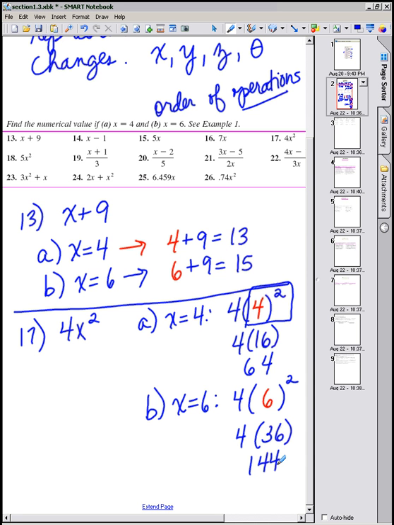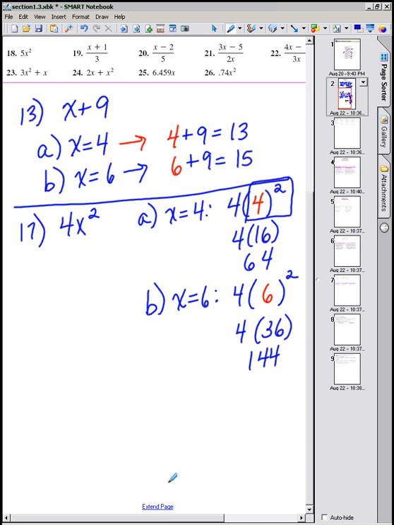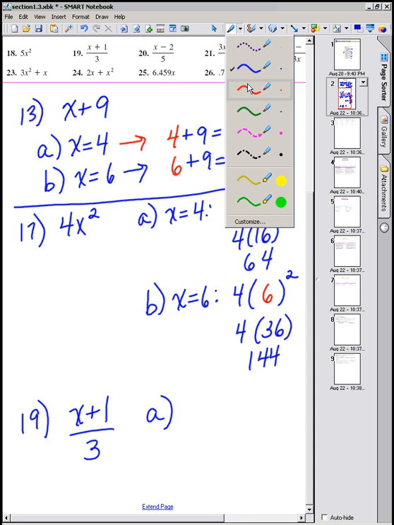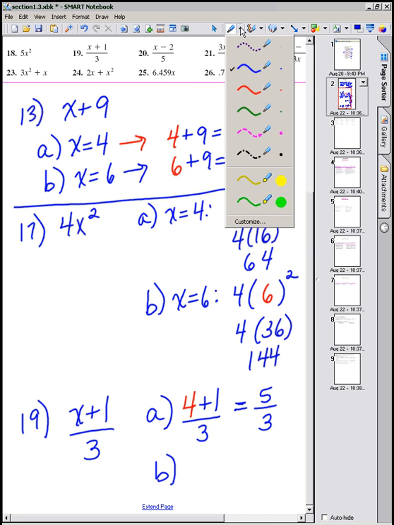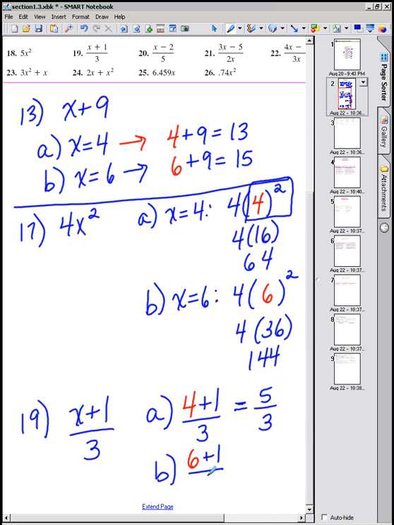Now, these are all very similar. The problem is just a bit different. Number 19 is a fraction, but I can still do that. Number 19 is to find the value of x plus 1 over 3. Well, in part A, I'm substituting the value 4. So this is going to become 4 plus 1 over 3, or 13/3. For part B of that, I would just replace the x with 6. 6 plus 1 over 3 is 19/3.